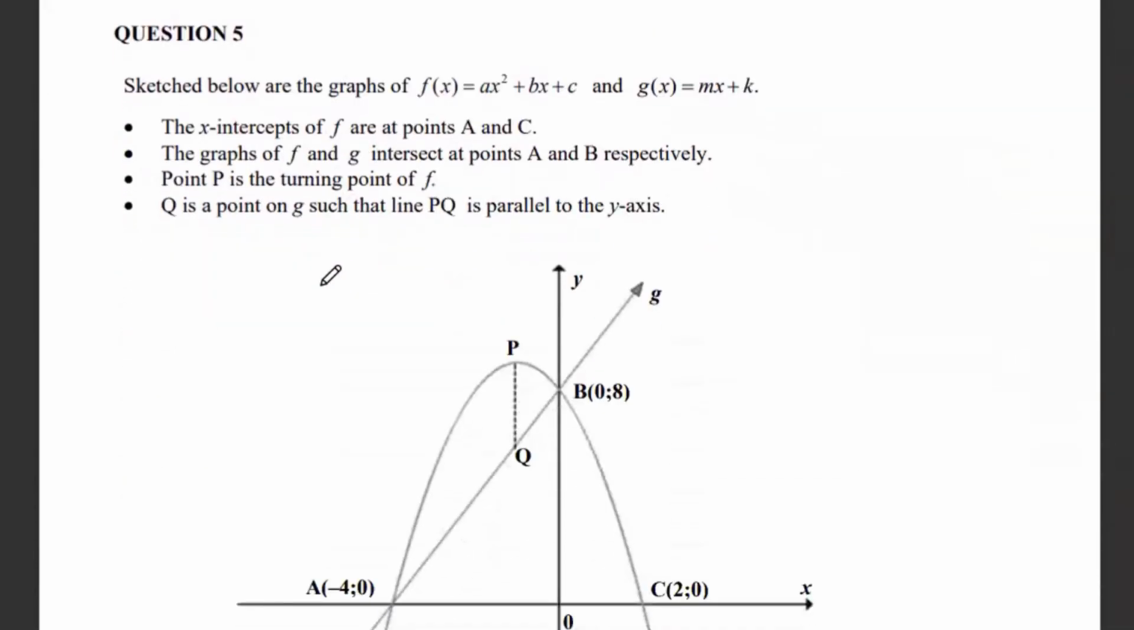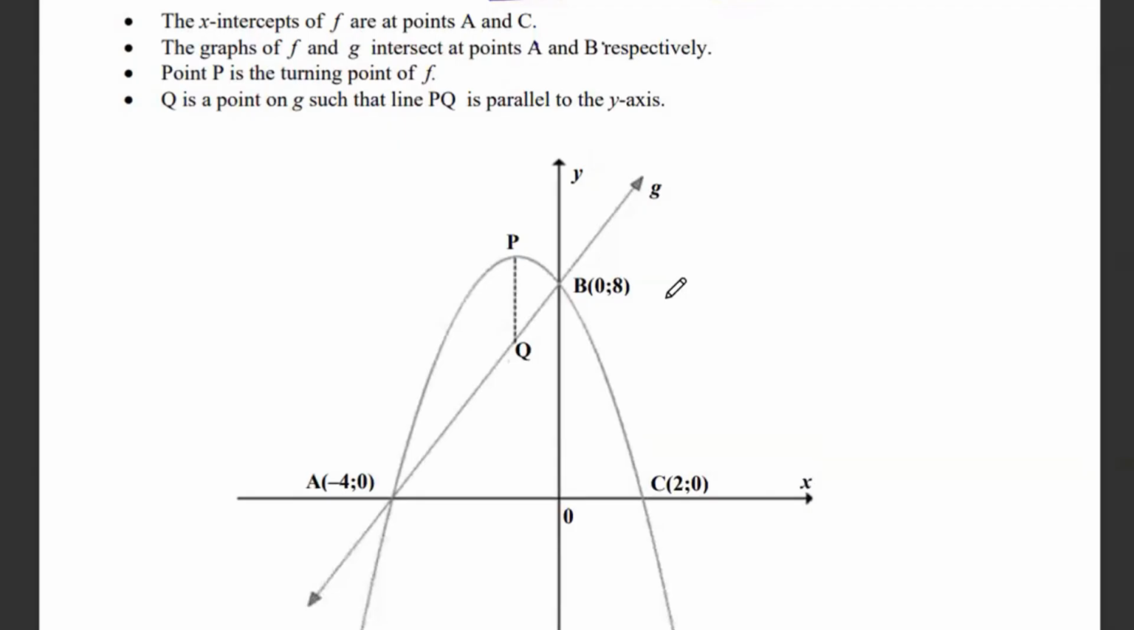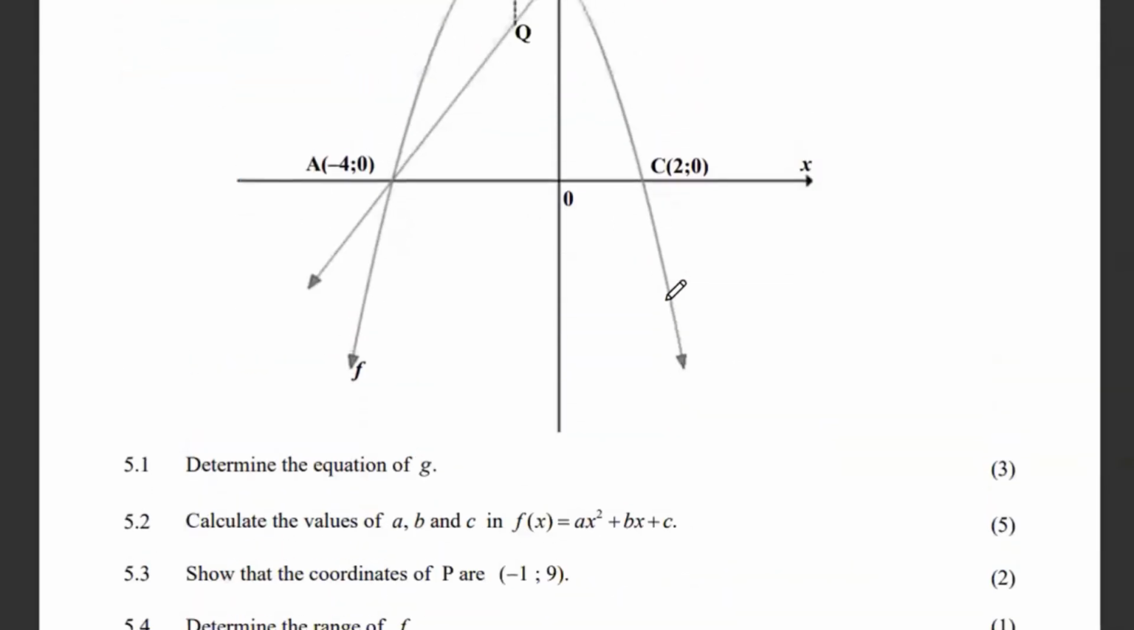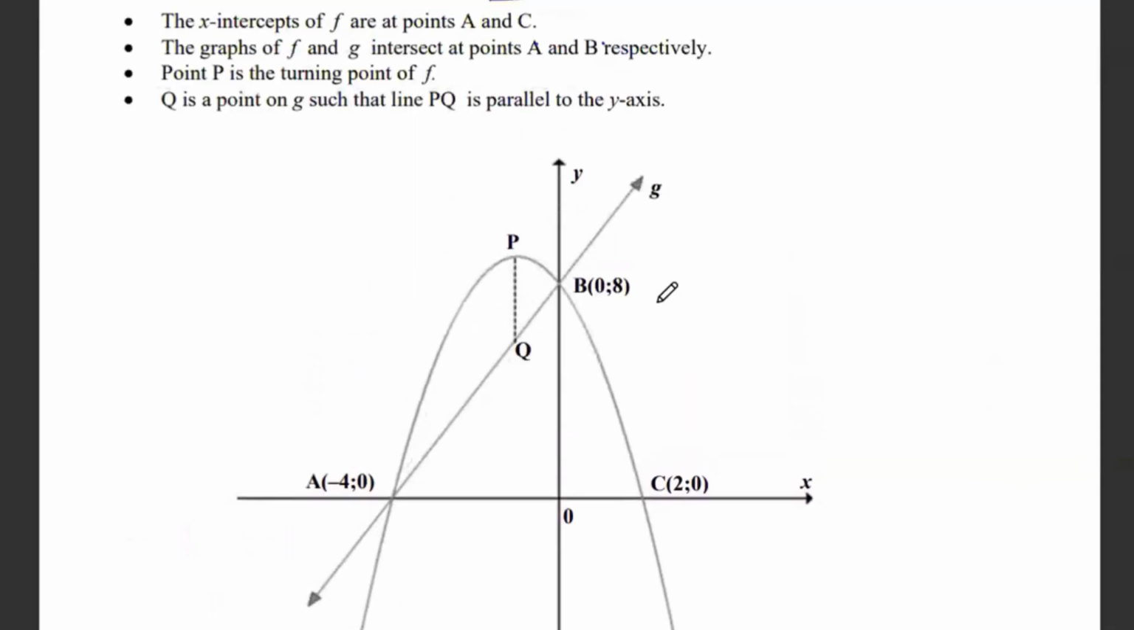Now, with the functions, remember, we have different graphs. The first one they're giving us is a parabola and a straight line, okay? f of x is this, g of x is that. X-intercepts for f at a and c, graphs f and g intersect at a and b respectively. Point P is the turning point. They want the equation of g. What do we know about g? We know point B, we know point A.